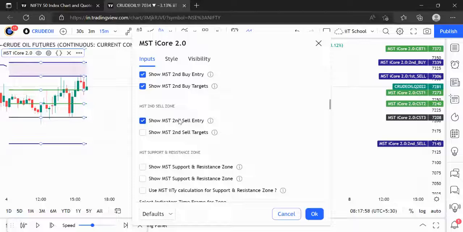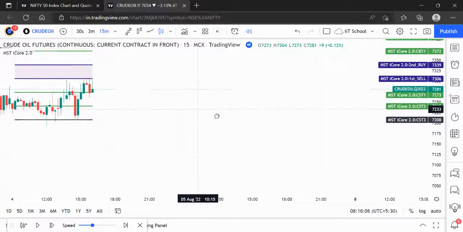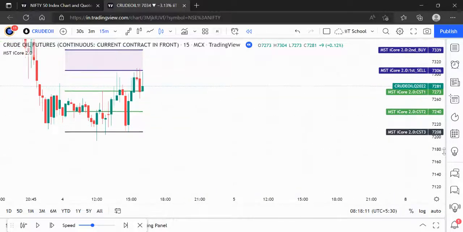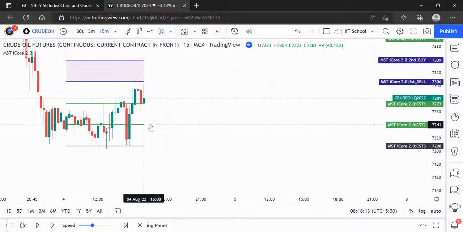Why are we enabling second buy and second sell targets? Because we don't know where the market will go. Right? As per the software, the sell got activated. We are ready with the sell entry, and immediately our first target also hit. See here, immediately in 2 to 3 candles, our first target is hit.